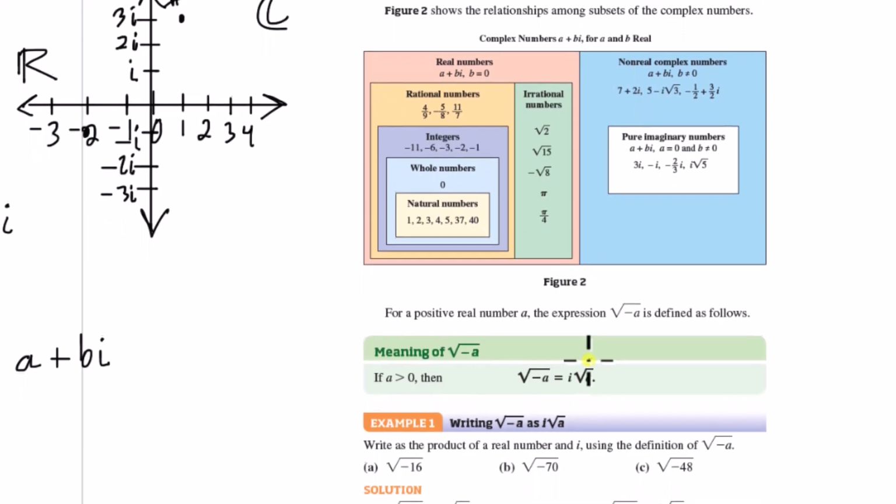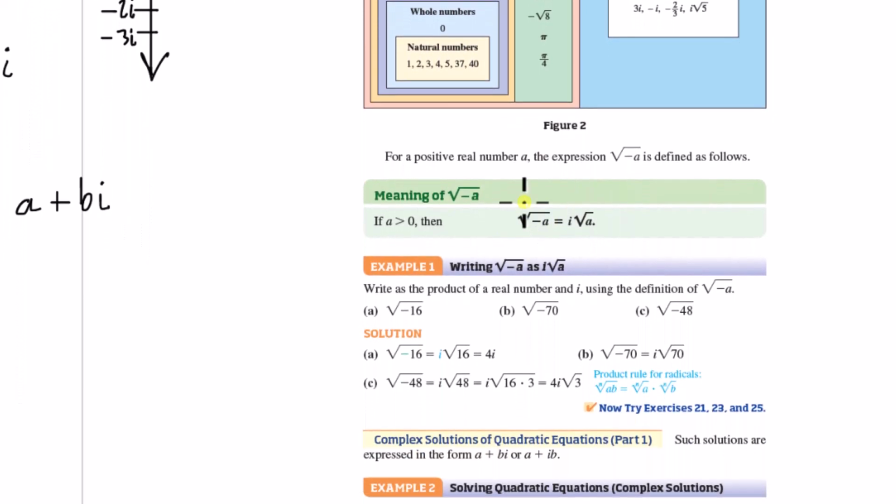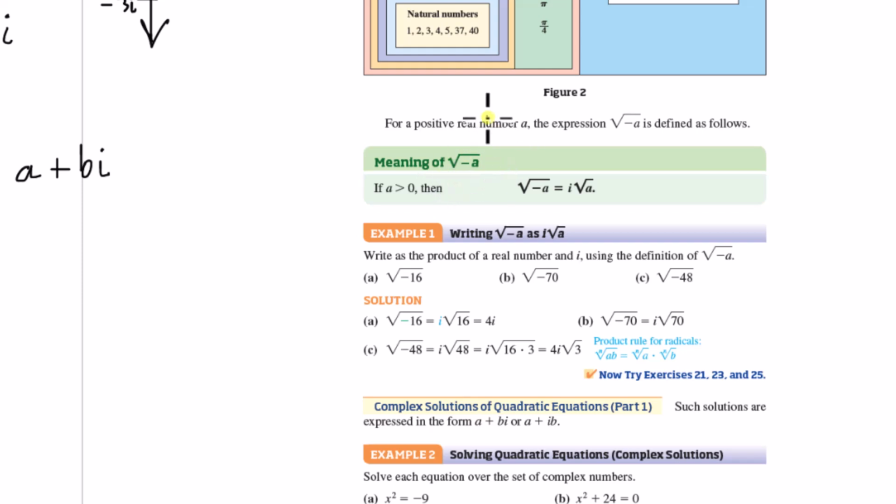Okay, now the next thing we want to talk about is what is the meaning of the square root of negative a. So it's not negative 1 anymore. a is any positive real number. So like the square root of negative 4. How do we interpret this in the context of the definition of i? We're saying a is positive. If a was negative, it would just turn back into a regular root of a positive number. Okay? So what does this mean?